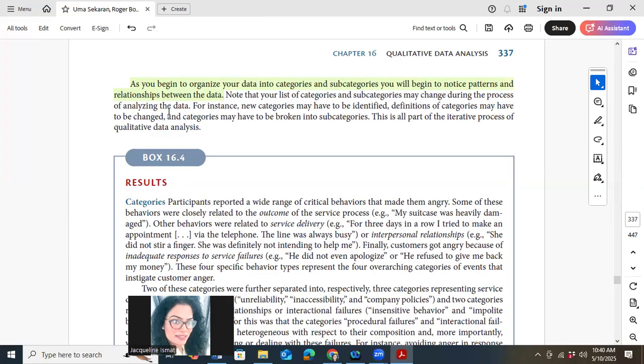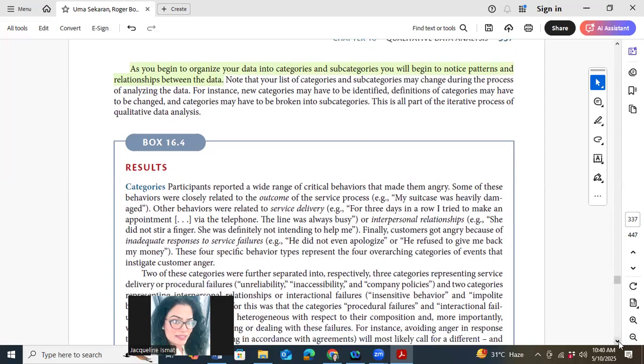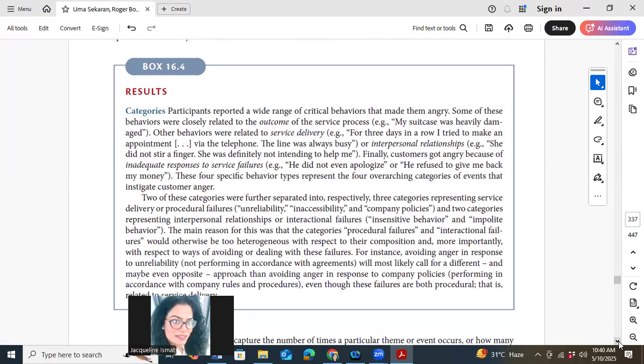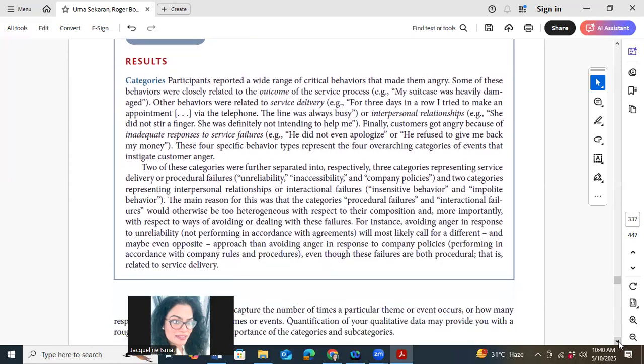Now, based on the codes that you have, you're going to analyze that data. For instance, new categories may have to be identified. Definitions of categories may be changed, and categories may have to be broken into subcategories. This is our iterative process. This we have from categories of development.